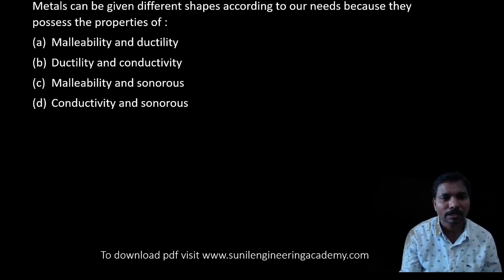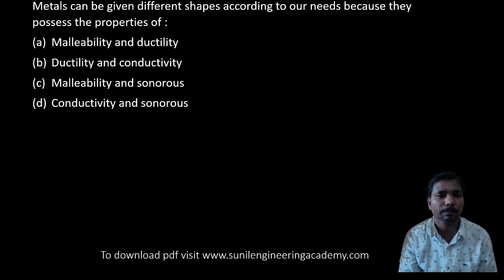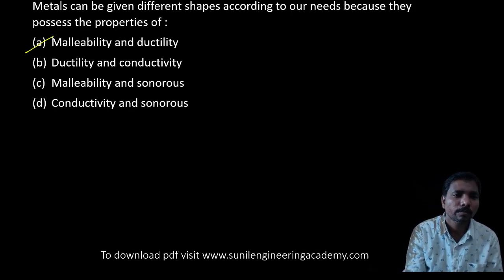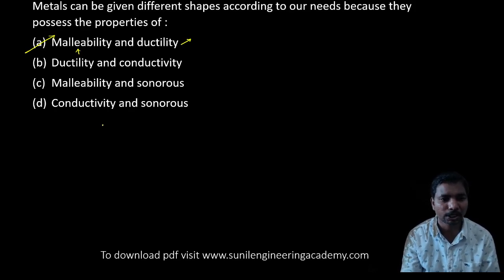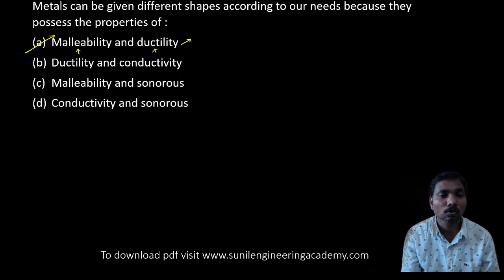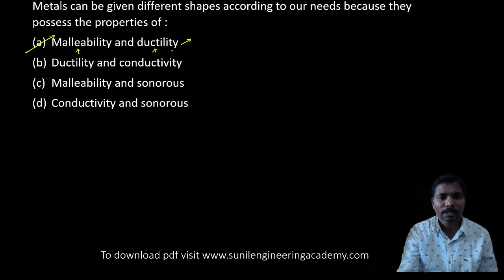Metals can be given different shapes according to our needs because they possess properties of dash, because they have malleability and ductility. So with malleability, you can make very thin sheets or mold to any shape, and with ductility, you can make very thin wires. By these properties only, by using gold, we can make so many shapes. Different types of necklaces, different types of idols, because of their malleability and ductility.